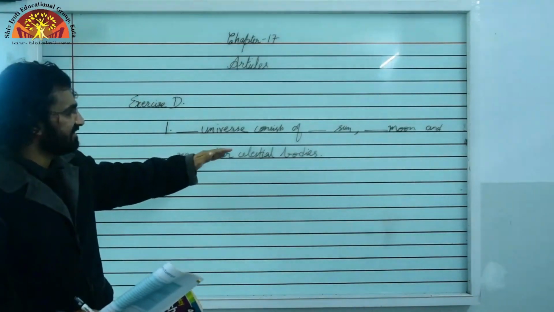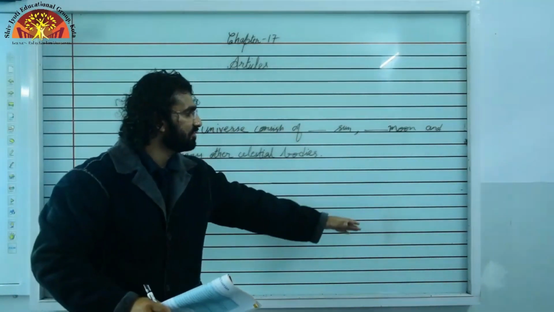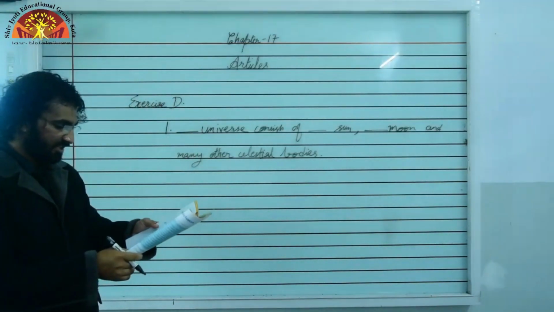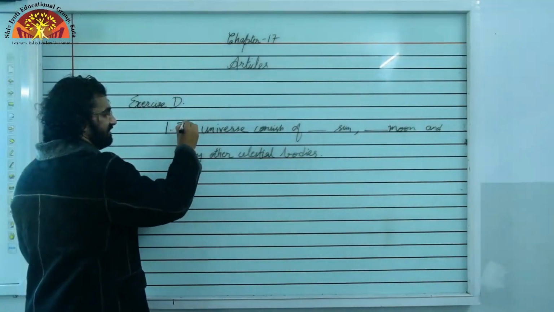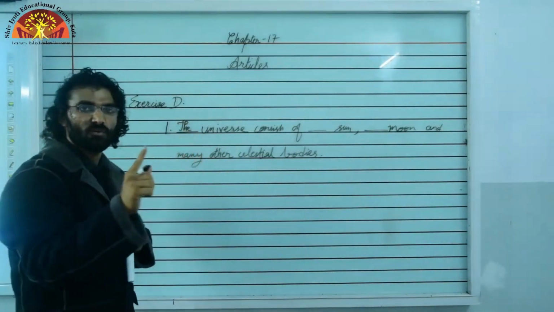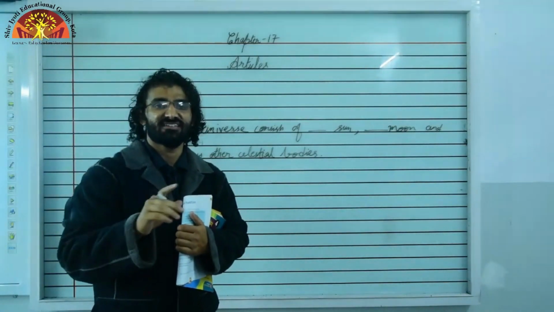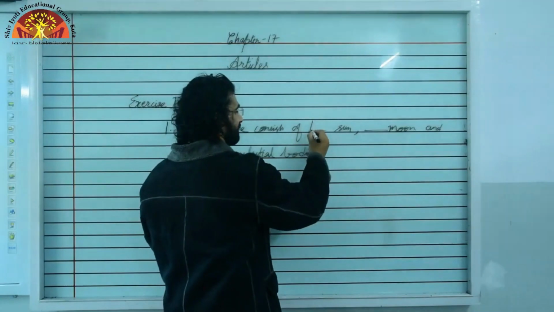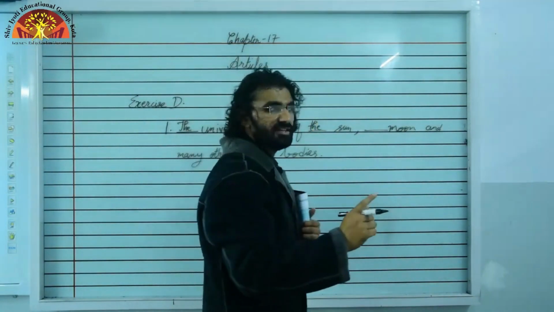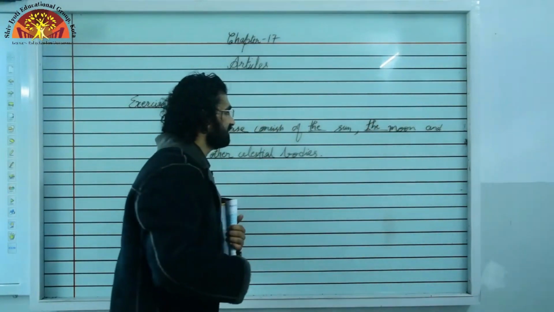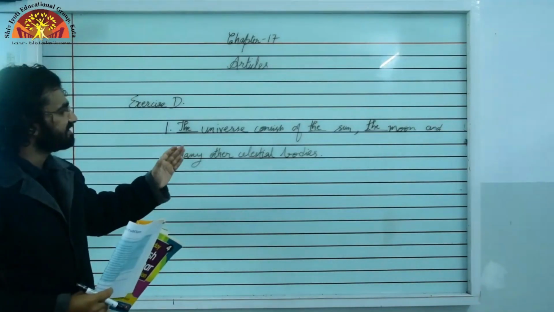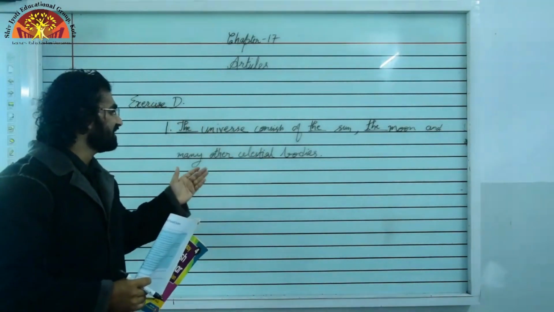Dash universe consists of dash sun, dash moon and many other celestial bodies. Insert the wherever it is necessary. Here it is necessary to insert the. Why? Because there is only one universe. Universe is unique. The universe. The sun. Sun is unique. Sun is only one. Okay? There's only one. Do we have two suns? No, we just have one sun. And the moon. So it was necessary to insert the in all the three blanks. The universe consists of the sun, the moon, and many other celestial bodies.